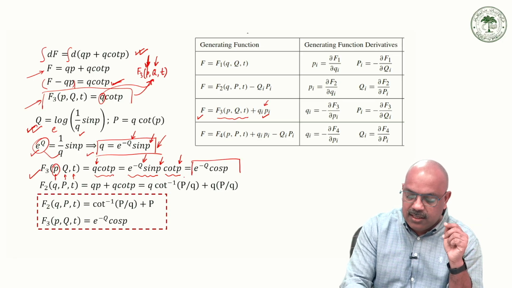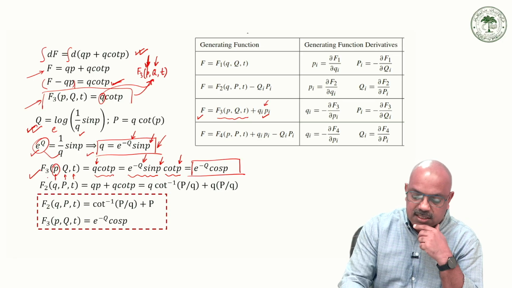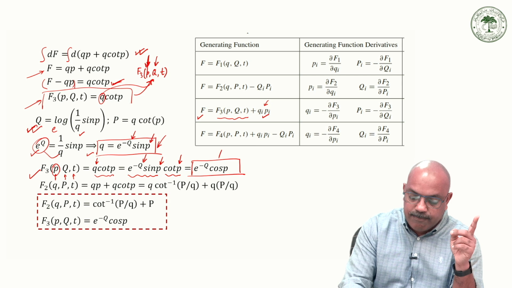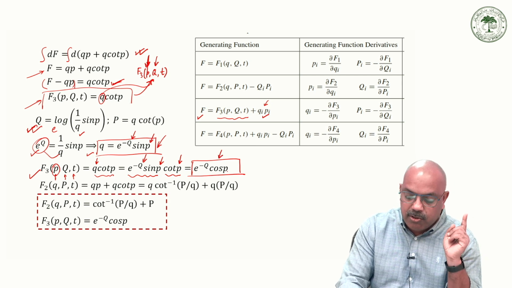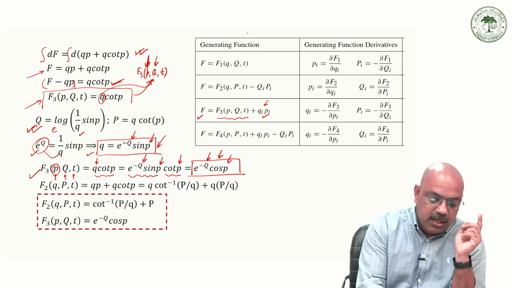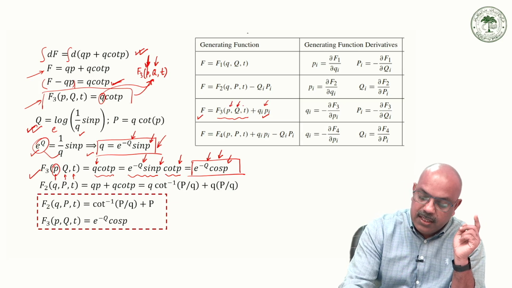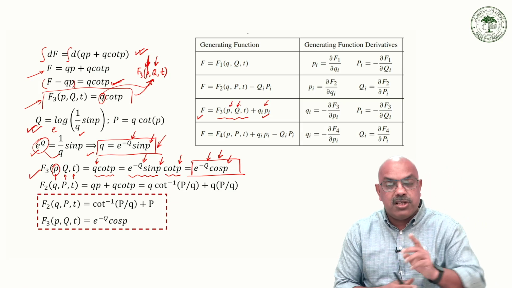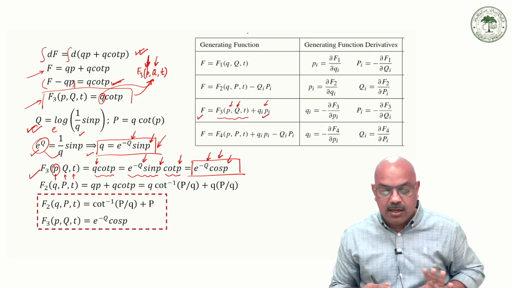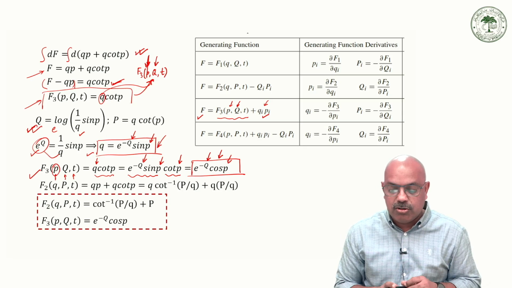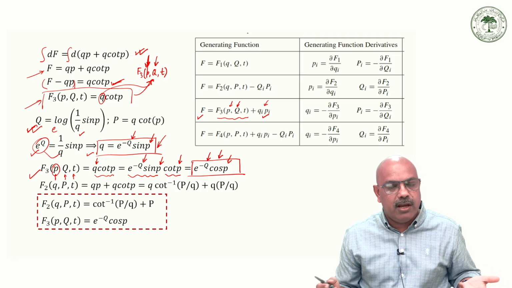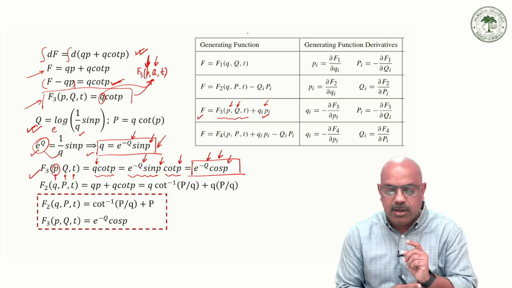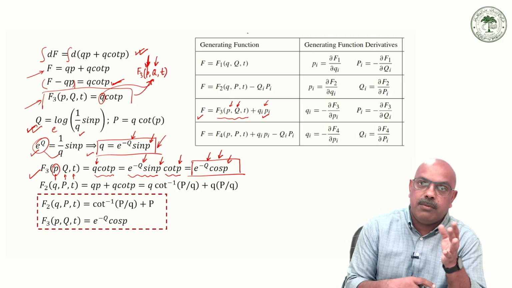So you see that now my generator f3 is e to the power minus q cos p, and that depends upon a small p and capital Q, which is the dependence of my f3. So the first generator f3 for this transformation is going to be e to the power minus q cos p. And you can find generator f2 and generator f1 or f4 also, depending upon how you have to transform the dependence.